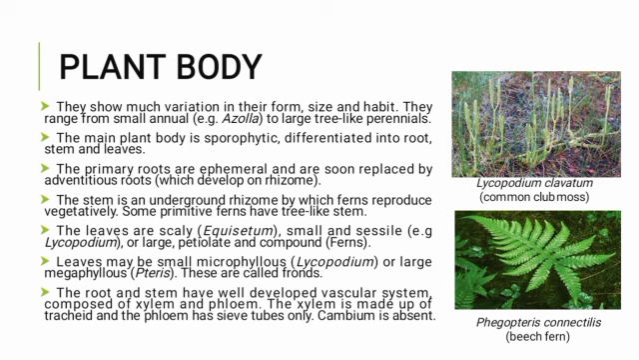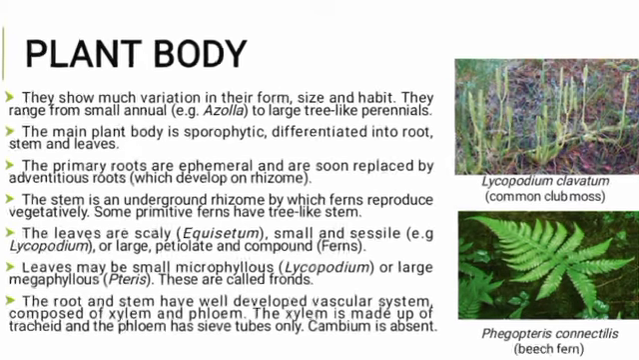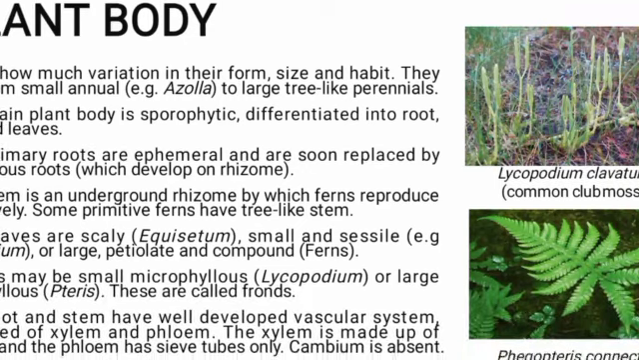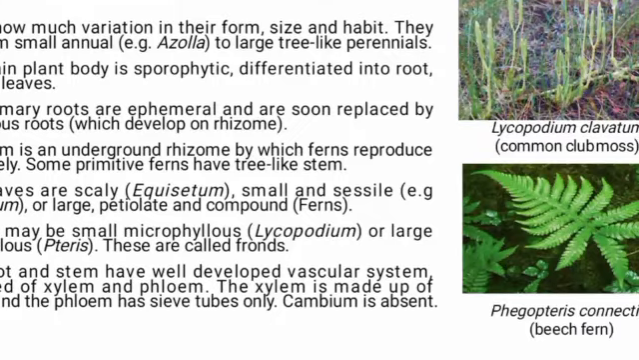Note that the roots and stem of pteridophytes have a well-developed vascular system composed of xylem and phloem. The xylem is made up of tracheids, and the phloem has sieve tubes only. Pteridophytes do not have cambium in their stem. Now we have two examples of pteridophytes: Lycopodium clavatum, known as the common club moss, and a fern, Phegopteris connectilis, the beech fern.